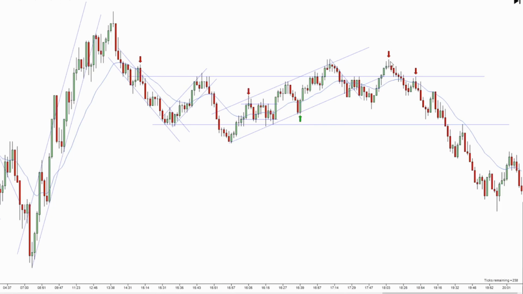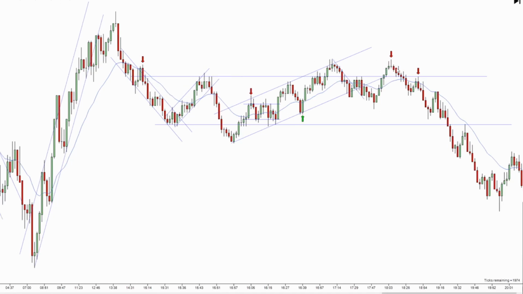And this was the much better setup. We have a double top at this point, another failed break higher with a double top. So this is much higher probability than this failed break higher at this point, because we now made a double top.